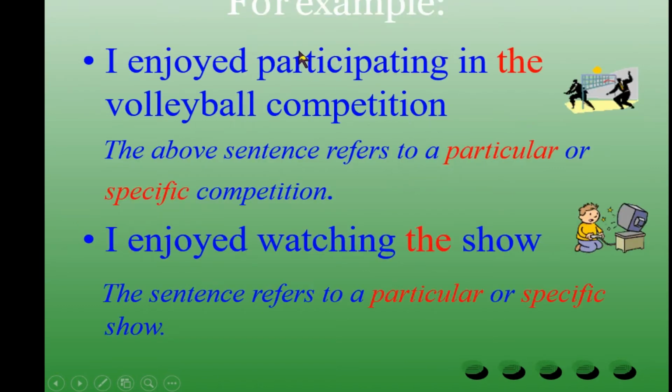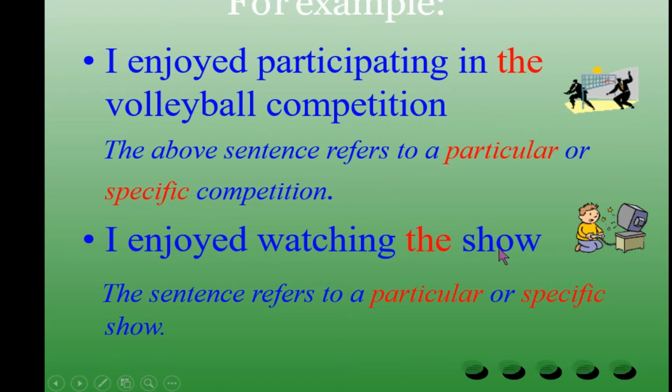Next, for example, I enjoy participating in the volleyball competition. Look here, this uses the word the. The sentence above refers to a particular or specific competition. You see? It refers to volleyball, because volleyball is what he or she likes to play or to compete in. So that is really specific. That's why I use the word the.